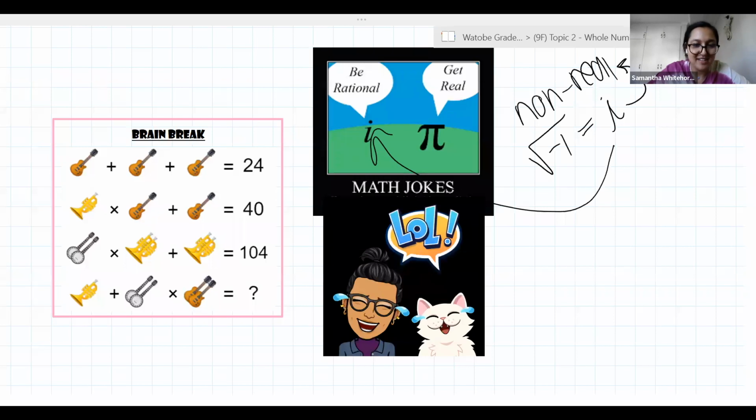Okay. I see so many hands. This is awesome, guys. Okay, Jabu, do you want to help us with the first equation?